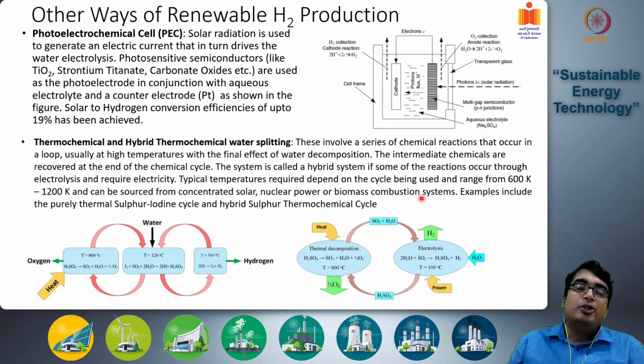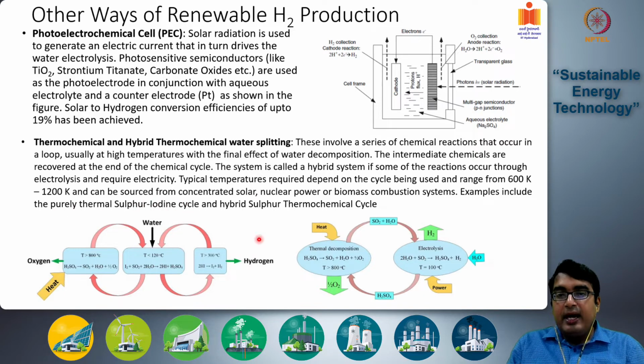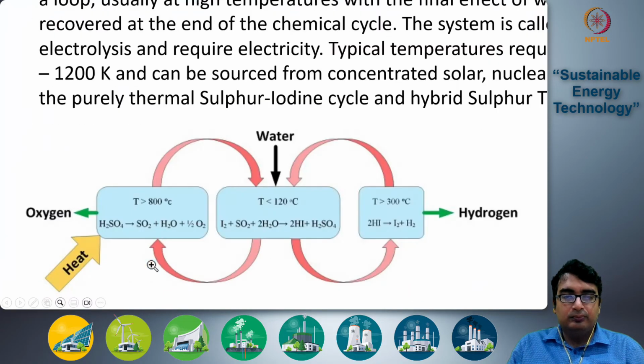Let us look at two examples. One is this purely thermal sulfur iodine cycle, and the other is the hybrid sulfur thermochemical cycle. We will look at both of these in turn. So this is the chemical loop.